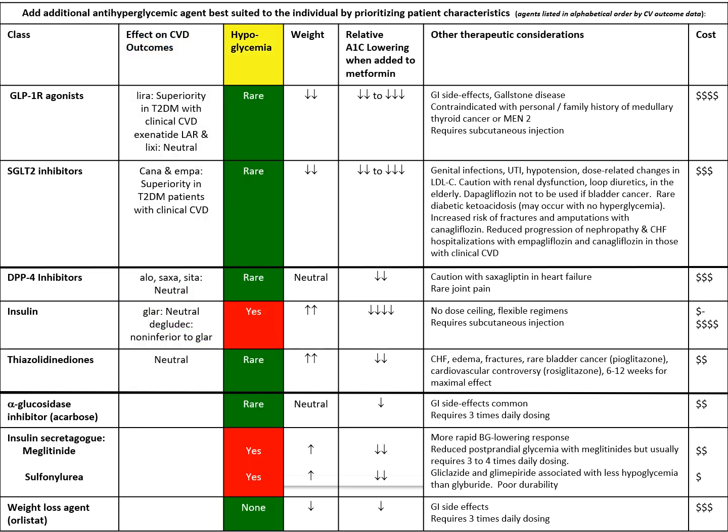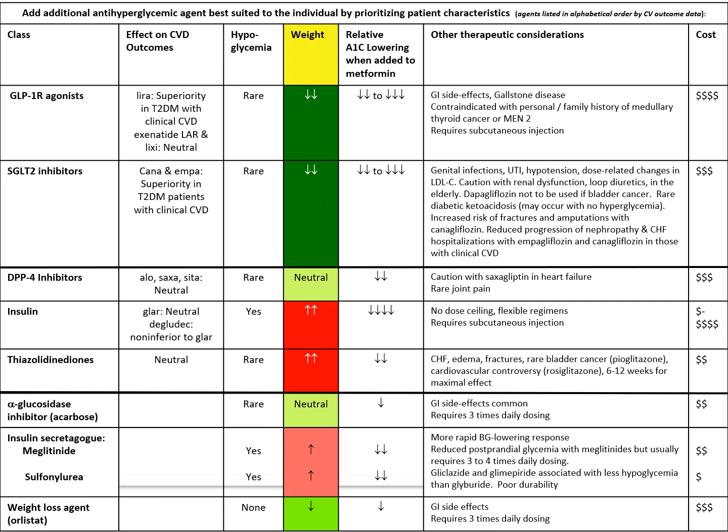The next column outlines the risk of hypoglycemia with the different classes of antihyperglycemic agents. As you can see, the risk is highest with insulin and insulin secretagogues. The next column outlines the effect on weight. GLP-1 receptor agonists and SGLT2 inhibitors are associated with weight loss. DPP-4 inhibitors are weight neutral. Insulin, TZDs, and insulin secretagogues are associated with weight gain.